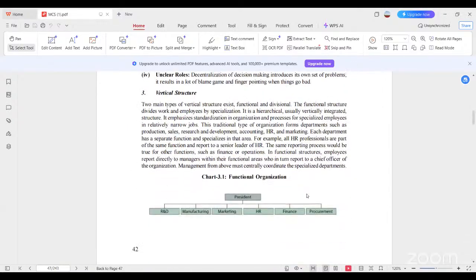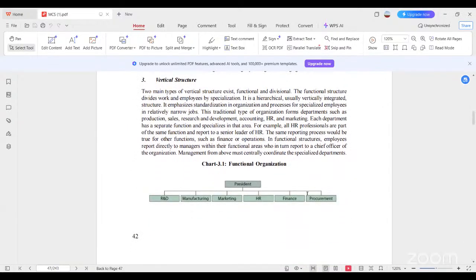Now next is your vertical structure. A vertical structure is a hierarchical structure in which the authority flows from top to bottom. The name itself is vertical organization structure. So here the authority is flowing from top to bottom, and the decisions are usually taken by top management, and the employees report to their immediate supervisors. So, the vertical structure should emphasize clear authority, defined roles, centralized decision making, and controlled standardization.